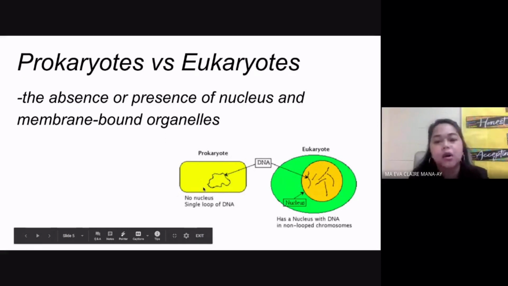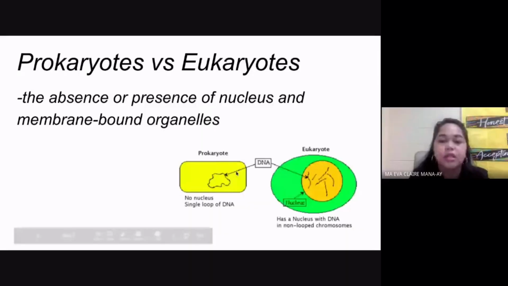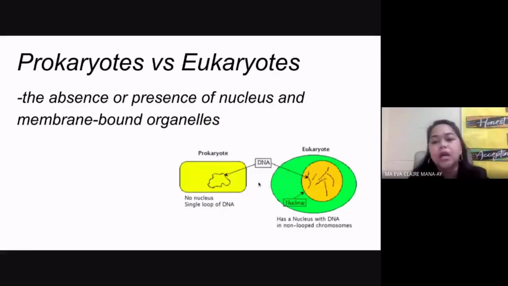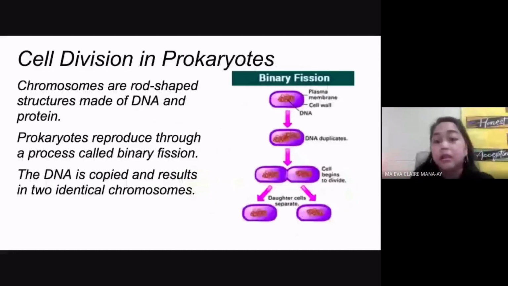Now, because of the difference in the structure and the way that their DNA is arranged, between your prokaryotes and your eukaryotes there is also a difference in cell division, okay, in the way their cells will divide.